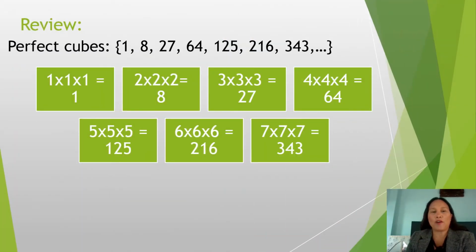Now, before that, let's have a review first about perfect cubes kasi gagamitin natin to sa mga examples natin. 1, 8, 27, 64, 125, 216, 343, so on and so forth. Ito yung mga perfect cubes. Ano ba yung mga perfect cubes? Yun yung mga number na pag minultiply natin ng 3 beses, yun ang mga sagot. So 2 times 2 times 2 is 8. 3 times 3 times 3, 27, and so on and so forth.